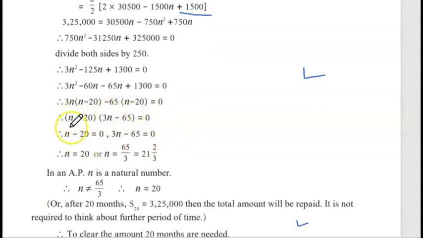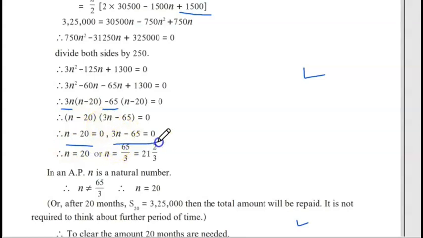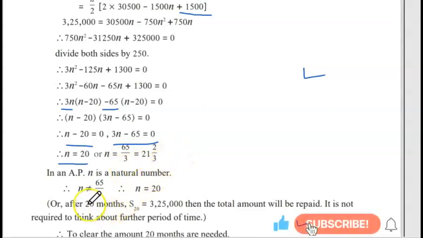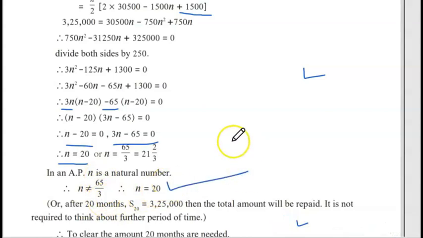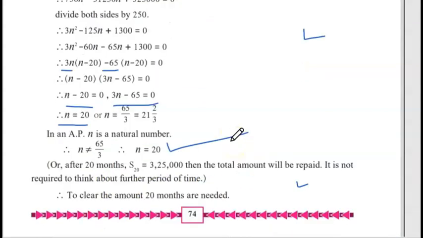Take n minus 25 as a common. Then what are the remaining terms? The remaining terms are 3n minus 65 in the second bracket. Therefore n minus 25 is equal to 0, and the next 3n minus 65 is equal to 0. Therefore n is equal to 25 or n is equal to 65 upon 3. Okay, but n is a natural number, and hence n is equal to 65 upon 3 is not possible. Therefore, we take the value of n किती घेणार? The n is equal to 20. Okay. Therefore, to clear the amount, 20 months are needed.